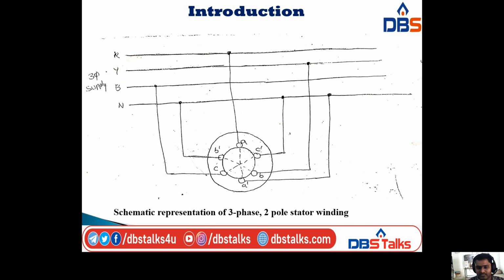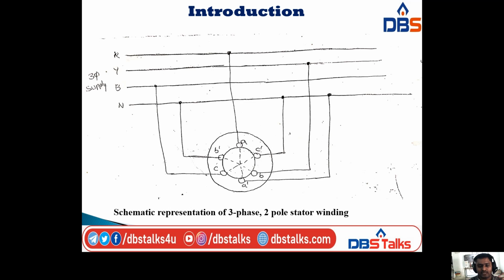In this one, it consists of the same winding, that is the same terminals: A dash, B dash, C dash, like that. Here we are applying a three-phase AC supply. The A terminal is connected to R and the A dash terminal is connected to neutral, the B terminal is connected to Y and the B dash terminal is connected to neutral, and the C terminal is connected to B and the C dash terminal is connected to neutral. Like that, the connections are provided in this section.